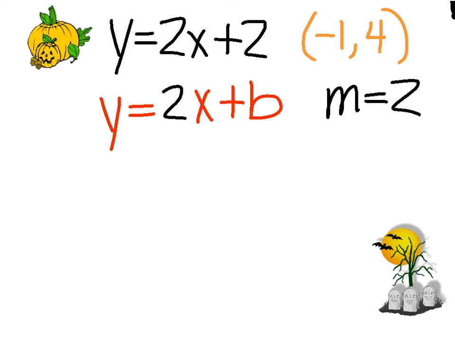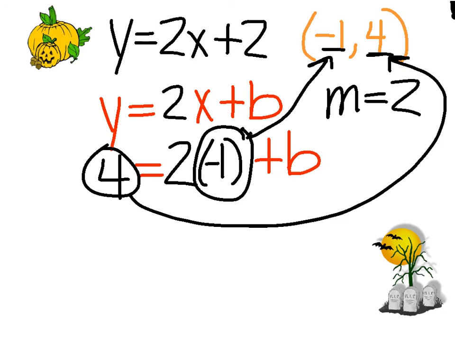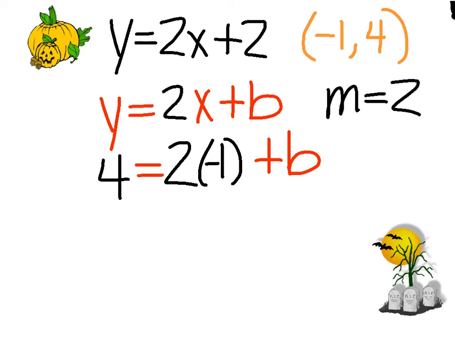Next, we're going to plug in the x value and the y value of our point. Which one of these is the x value? Negative 1, and 4 is our y value. So we're going to plug negative 1 in for our x and 4 for our y, and we get those from our point. Now we just need to solve this equation. What's the first thing we want to do?